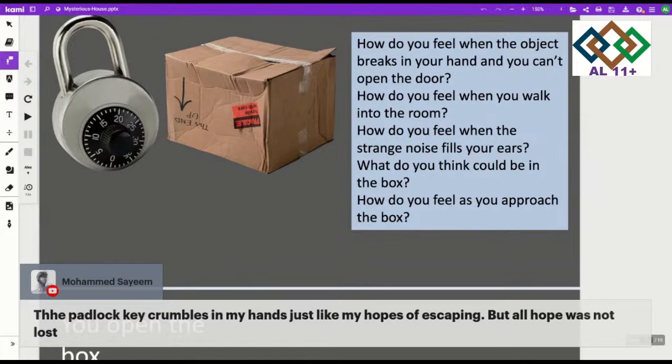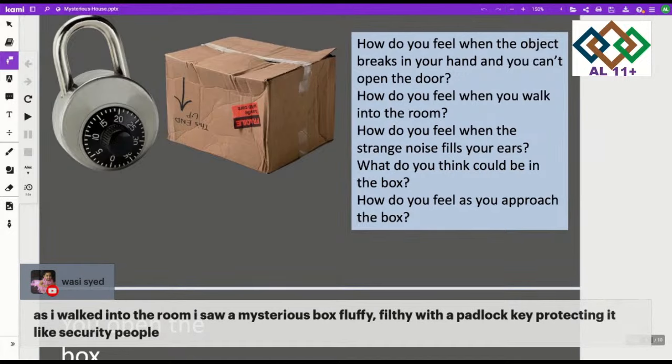So how would you do it now? Let's put some more now. As I walked into the room, I saw my mysterious box with a padlock key protecting it, like securing people.